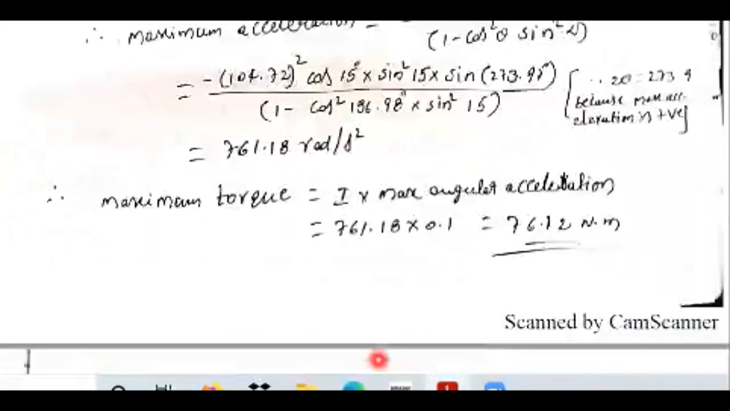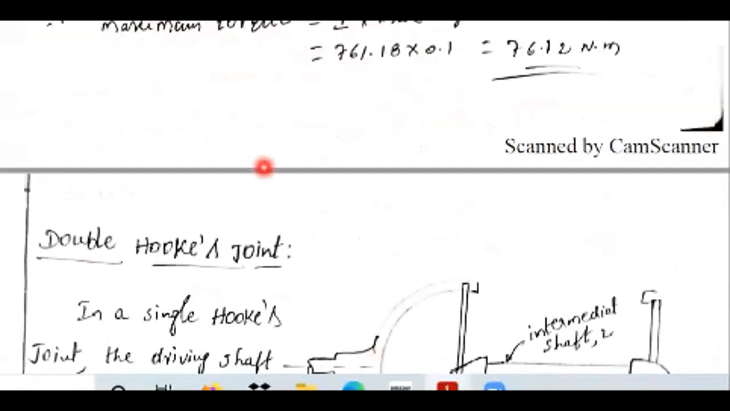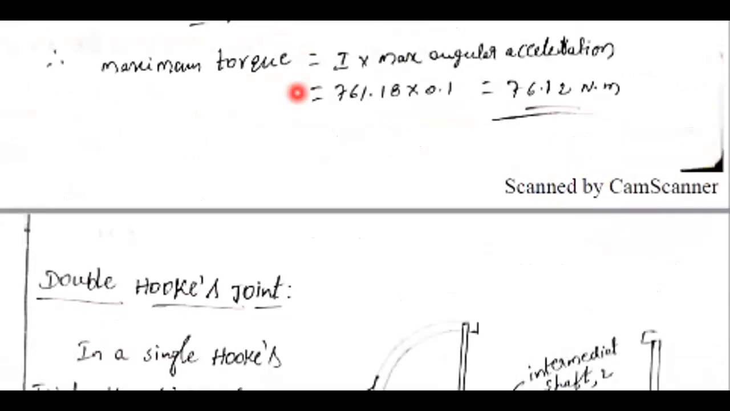Now the maximum torque. How do we find the maximum torque? Simply take I into the maximum angular acceleration. T equals I alpha is the formula for getting the torque value. I is already known, and the maximum angular acceleration has just been found. Substituting both values, the maximum torque is 76.12 Newton meter.